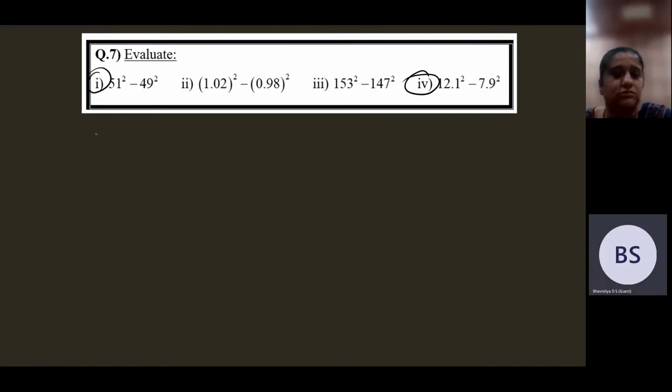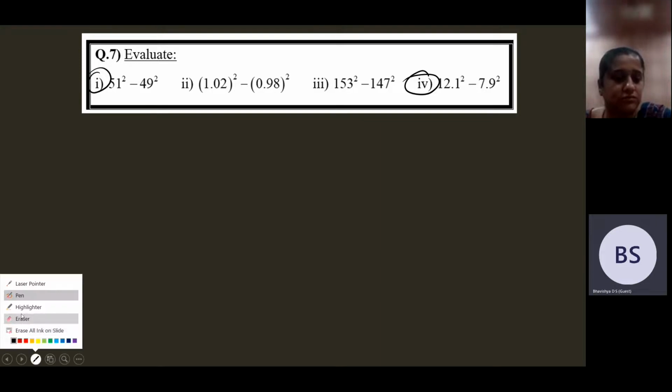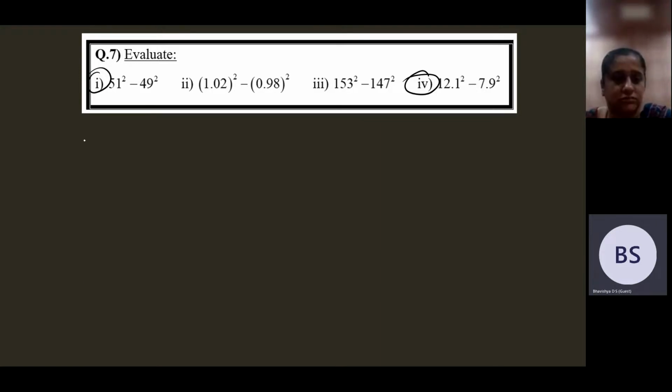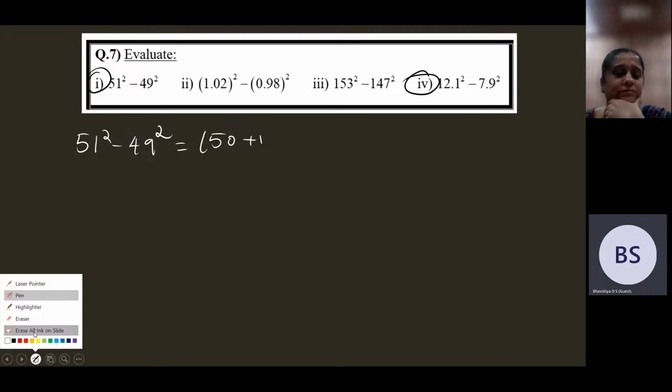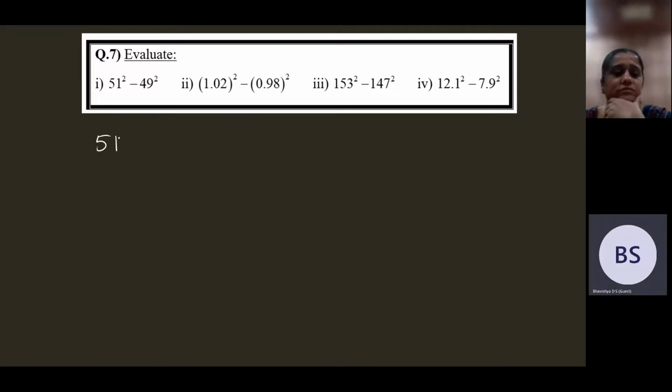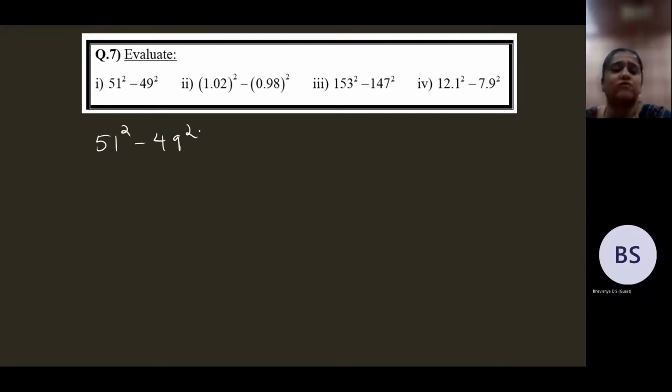For the first one, 51 square minus 49 square is equal to 50 plus 1 minus 50 minus 1, ma'am. How 50 plus 1? No, it's of which form? Ma'am, a plus b, a minus b. No. This is the question. The question is of what form?